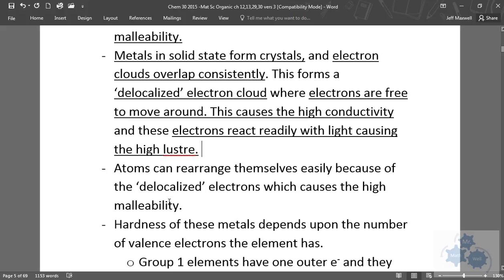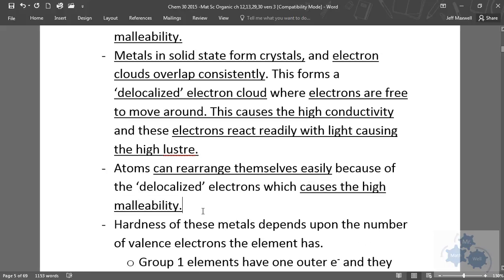Because it's not a rigid structure so much, these atoms can slide around each other and position themselves a little bit differently, because the electrons are not getting in the way. They're not bound to certain atoms. On the atomic level, it's more of a fluid sort of thing, like little pebbles in pudding. You can move those pebbles around pretty easily, and they can rearrange themselves easily because of these delocalized electrons. That causes the high malleability.